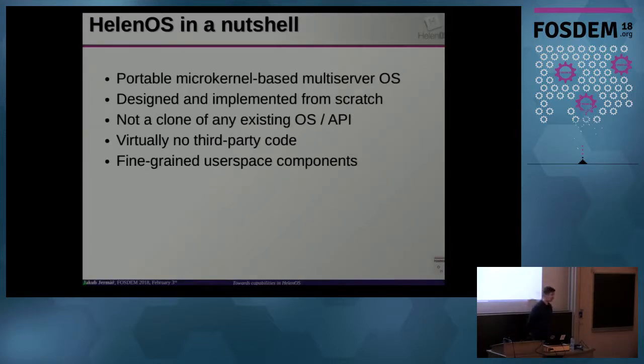First of all, in case you didn't know, HelenOS is very portable. It runs on 7 processor architectures, starting with ARM, going through Itanium, as was already mentioned by Yuri, SPARC, PowerPC, of course AMD64, maybe some others. It was designed and implemented from scratch. It was written by us, so it doesn't contain any third-party code. It doesn't clone anything, so it does not look like Linux or Windows. And you wouldn't find someone else's code in it, basically.